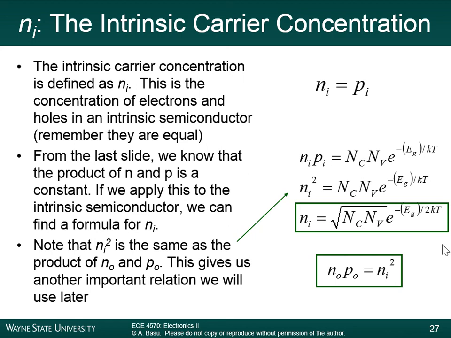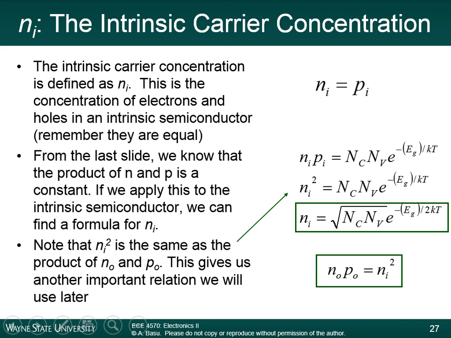You multiply these two together. Ni times Pi, they're both equal to each other. They're equal to Ni squared. Pi is equal to Ni, so you end up with Ni squared on the left-hand side here. And when you take the square root of it, you have an equation for Ni: the square root of Nc Nv, e to the Eg over 2Kt. This is a formula for Ni.